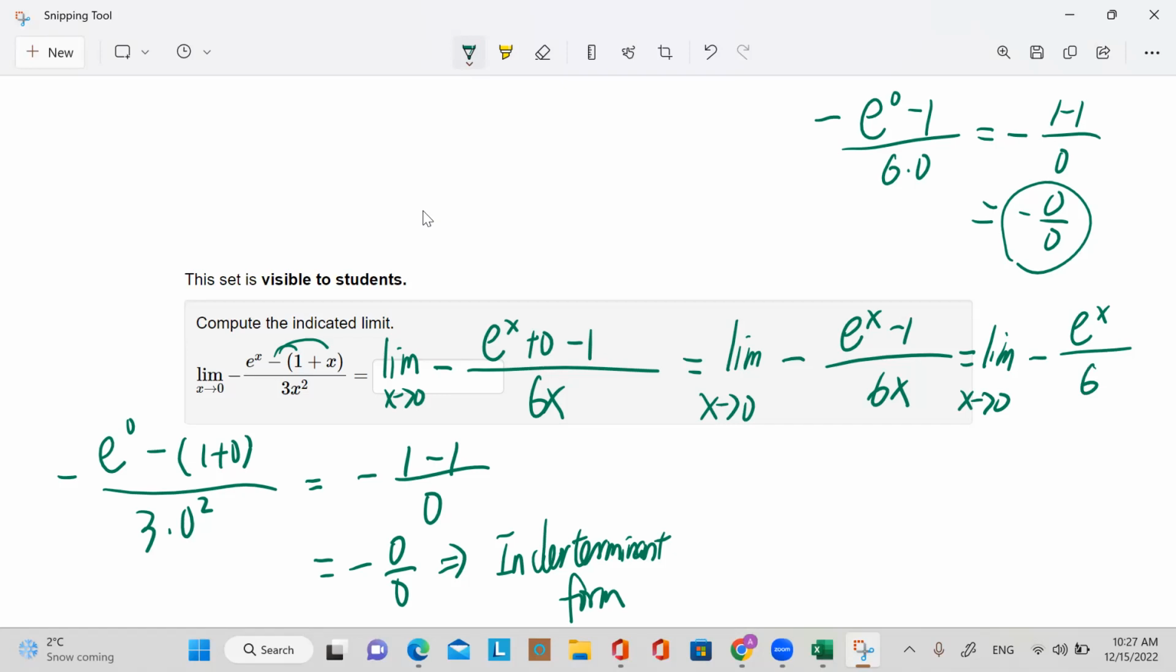Are you following so far, Jason? Yes. Okay, very good. So then simplify. We plug in 0 right now, and that is good. 0 goes in, becomes e to the 0 over 6. e to the 0 is 1, so it's 1 over 6.